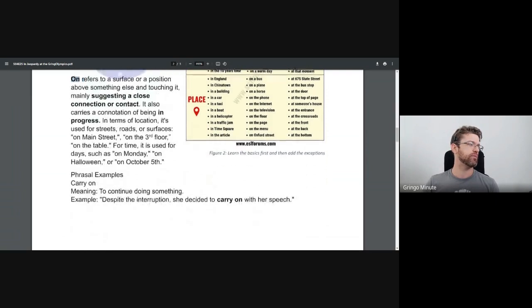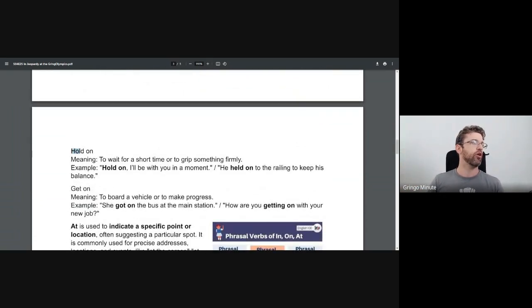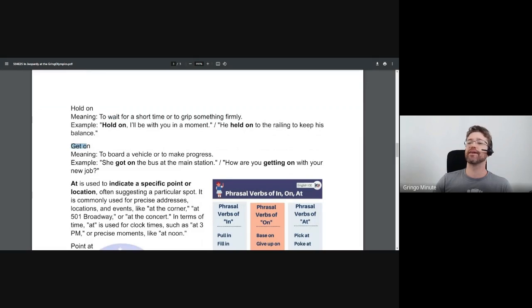And let's take a look at some of the examples that I picked. To carry on, to continue, carry on with the speech, carry on with the game. Hold on, keep holding, continue holding, all right? Or if you're waiting, just keep waiting a little bit. To get on, usually for public transportation, we will actually talk about this curiosity in a couple of minutes, but to get on, or I've also heard people say they're getting on well, as if they're becoming friends.